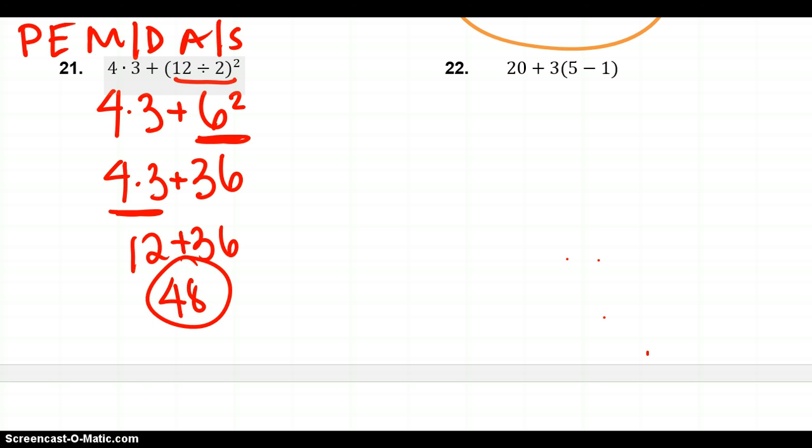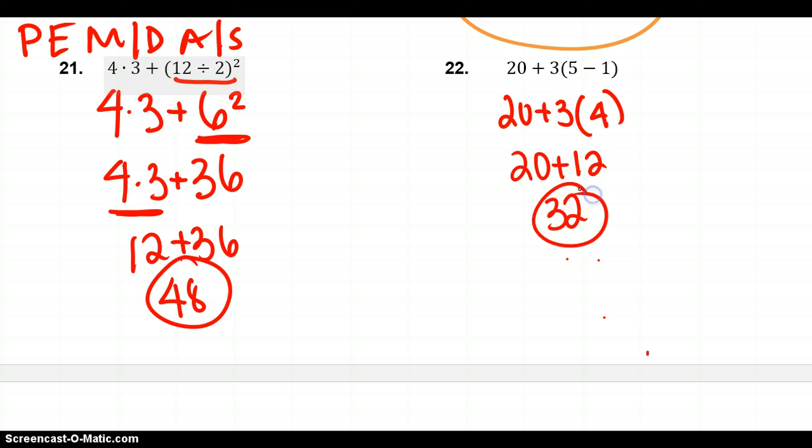Same thing over here, parentheses first, so it's 20 plus 3 times 4. Then I multiply before I add, so it's 20 plus 12, which gives me an answer of 32.